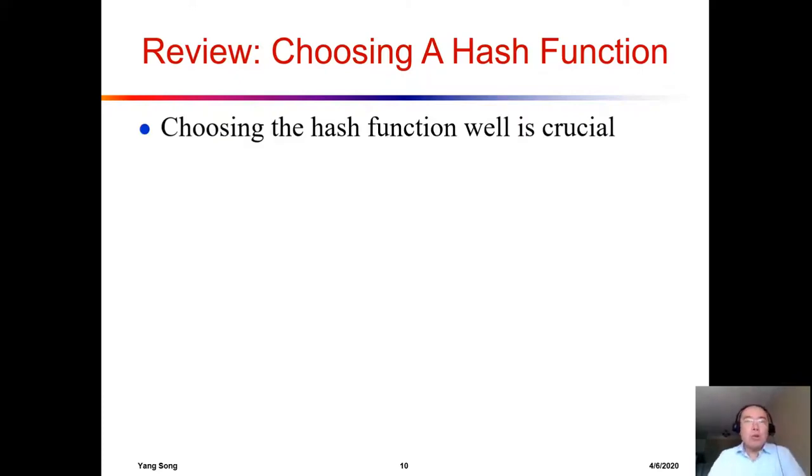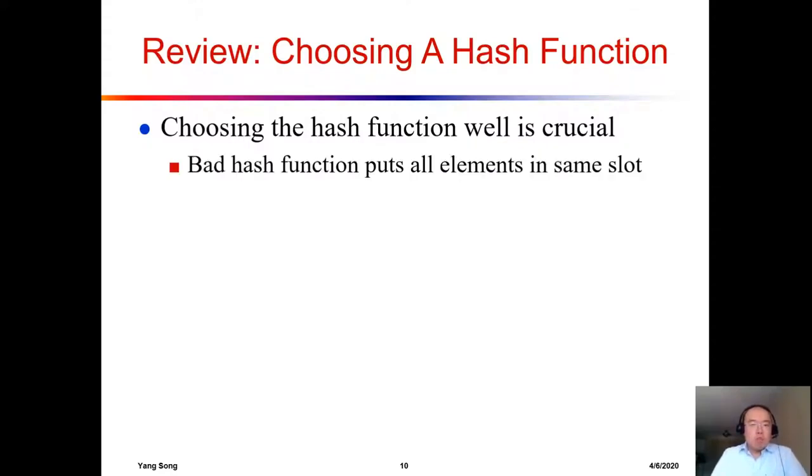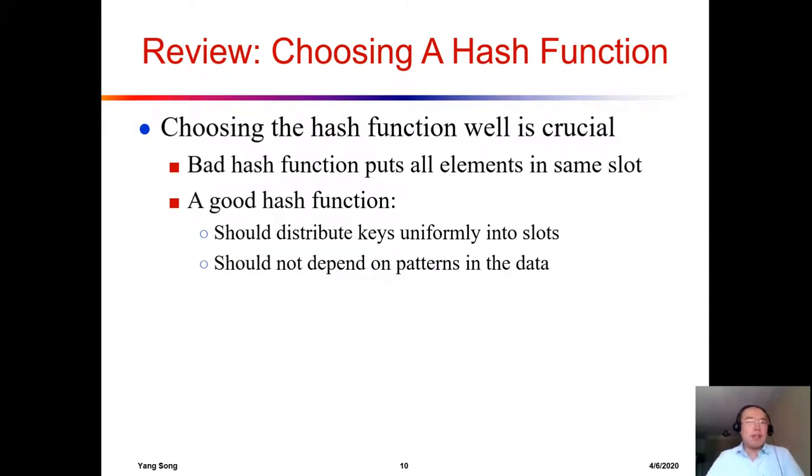Okay, so far you may have agreed with me that choosing a good hash function is crucial to the performance of a hash table. If we have a bad hash function that puts all the possible keys into a single slot, what is going to happen? No matter what key we have, this hash function always sends the new value to the same slot, and on this slot we are going to have a lot of collisions, right? So this is a bad behavior.